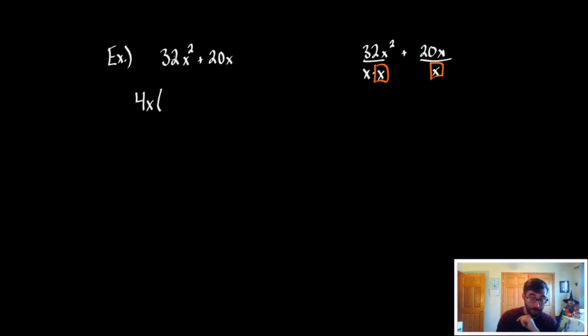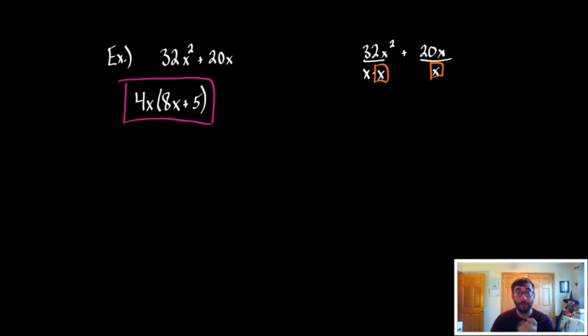So now I do 32 divided by 4. Well, that's 8. And x squared divided by x is just x. Basically, the way you can think about it is, well, you had 2 x's, you're taking one of them away, so 1 is left over. So that's how I get 8x. Plus, well, 20 divided by 4 is 5. I had 1 x, I took it away, so there are none left. So this would end up being our final answer.